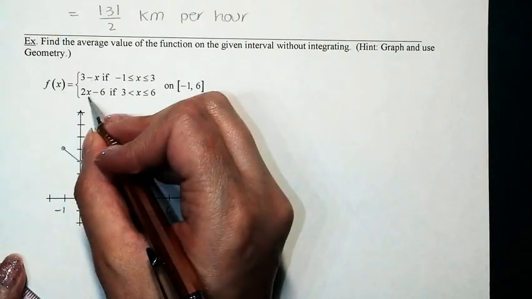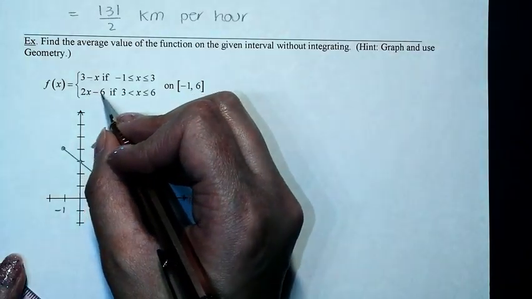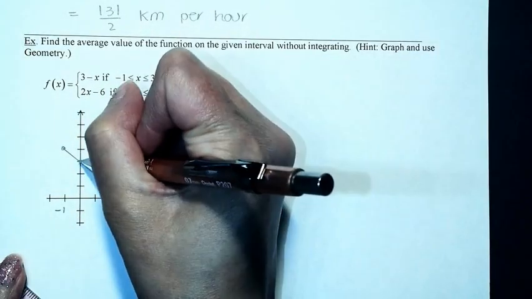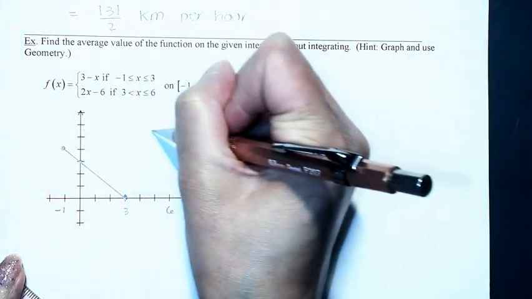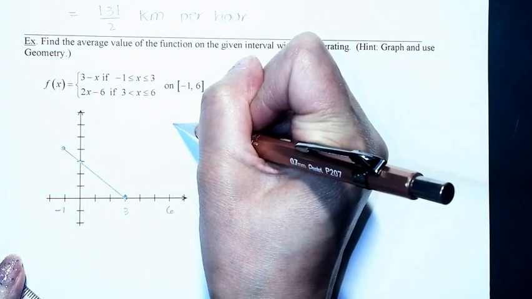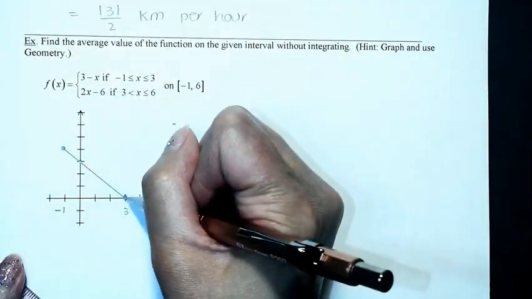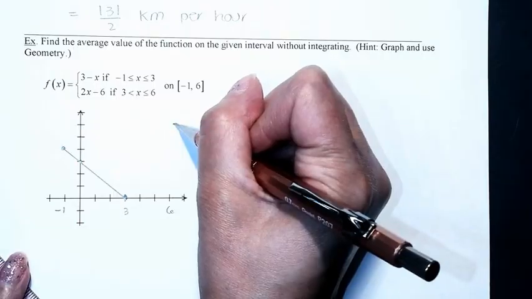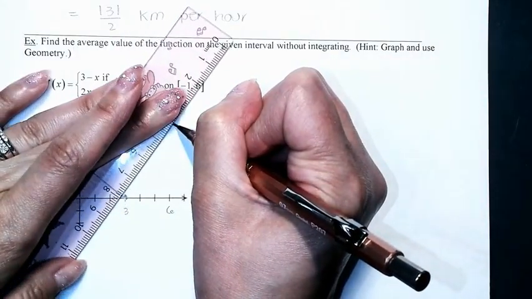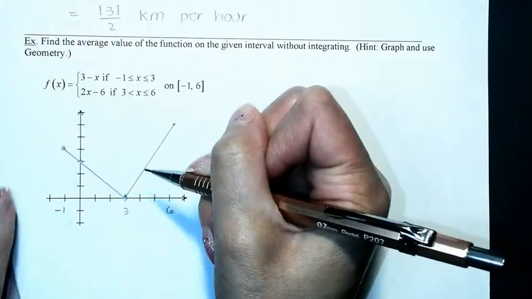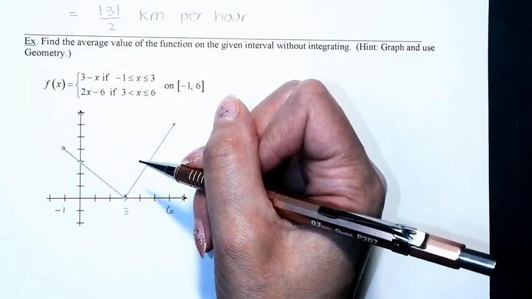If I plug in 6 here, what do you have? 6 times 2 is 12, minus 6, that's 6. So 1, 2, 3, 4, 5, 6. So somewhere around this area. Do you agree with that? And then I plug in the 3 here, and I have that it is 0. Do you see it? So something that looks like this. Yes? Okay.